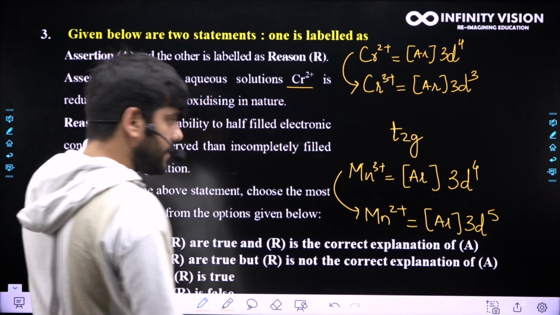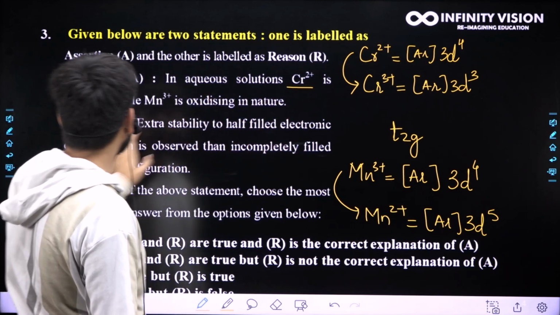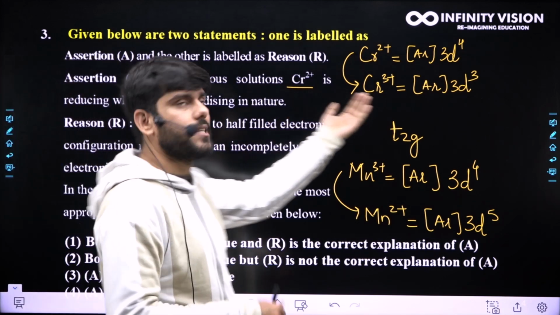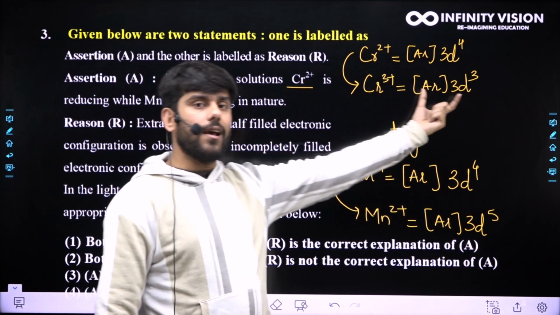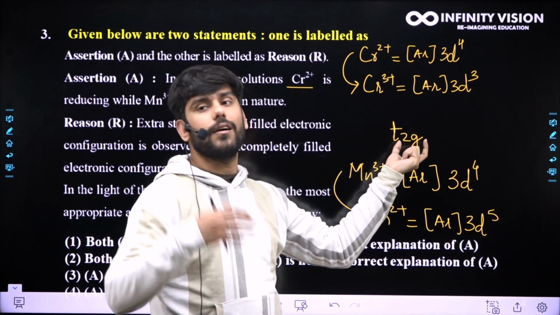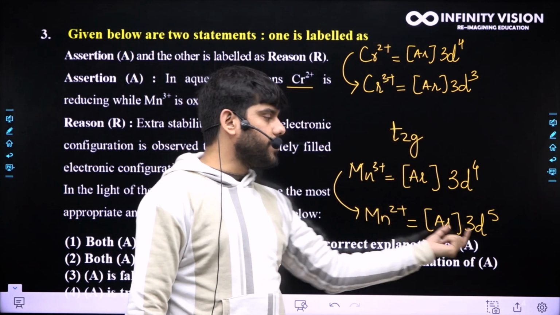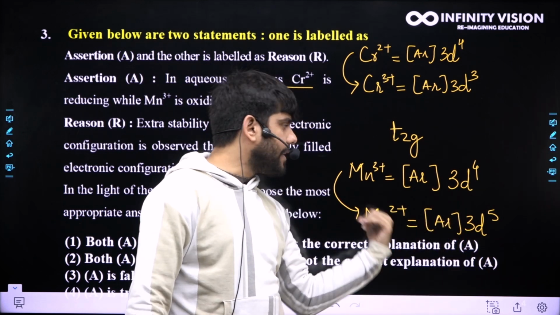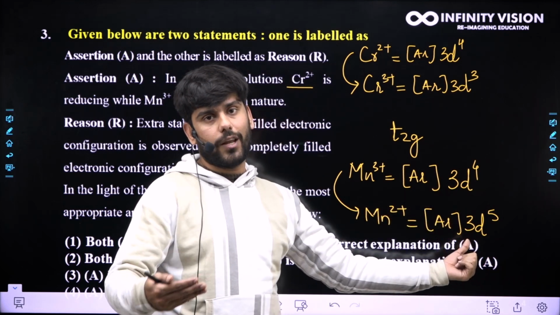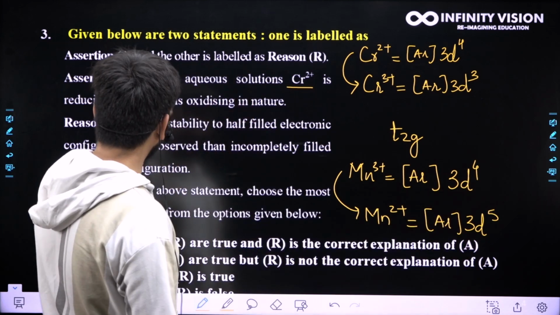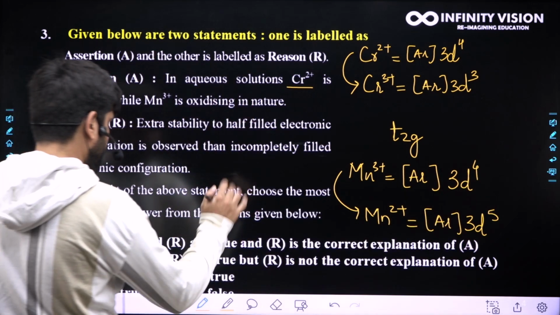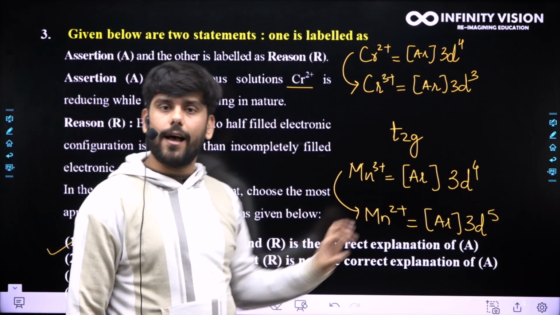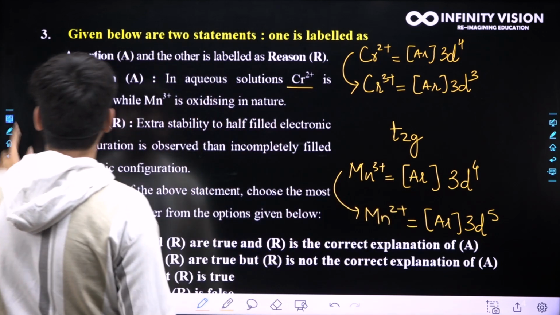Let's see the reason. The extra stability to half-filled electronic configuration is observed than in completely filled electronic configuration. This is absolutely correct. Here we have the exactly half-filled t2g having a higher CFSE value. Same goes here. There is more stability if manganese achieves this electronic configuration of 3d5. So both these are correct, and R is the correct explanation of assertion. So 1 is the right answer. I hope this is clear to you. Let us move to the next question.